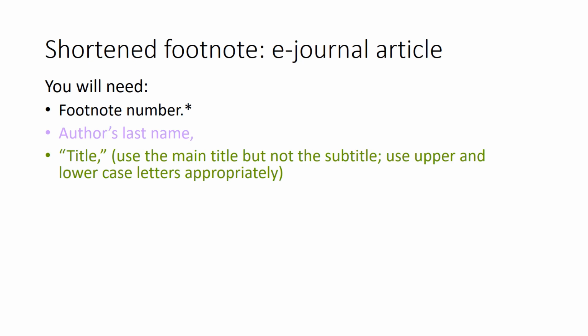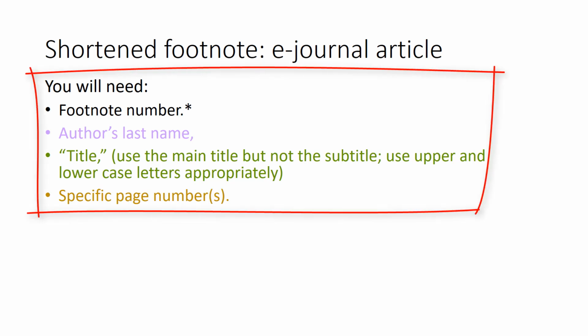How do you create a shortened footnote for a journal article that you've already cited in your paper? You'll need all of the following components. The footnote number followed by a period. The author's last name followed by a comma. The title of the article followed by a comma in quotation marks. Use the main title but not the subtitle, and use upper and lowercase letters appropriately. And the specific page number or numbers upon which the information being cited appear in the article. Indent the shortened footnote.